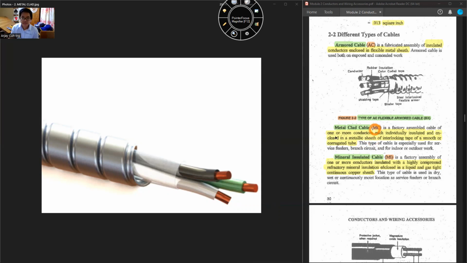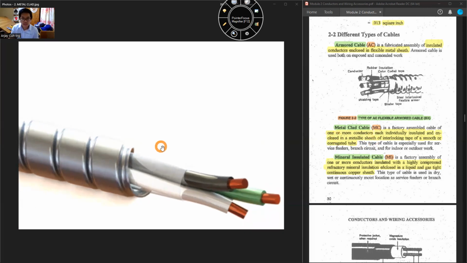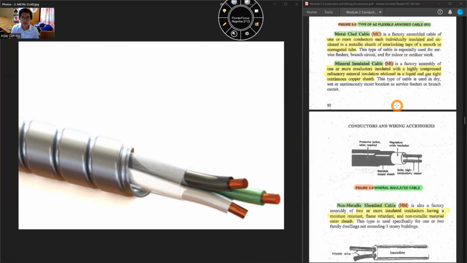Again class, this is how a metal clad cable looks like. It is within a metal sheet of interlocking tape of a smooth or corrugated tube. Then we have what is called the mineral insulated cable, or MI. It is a factory assembly of one or more conductors insulated with highly compressed refractory mineral insulation enclosed in a liquid and gas tight continuous copper sheet.